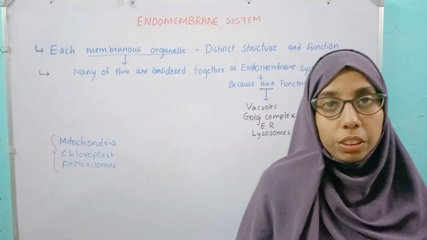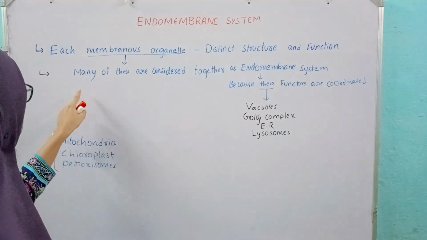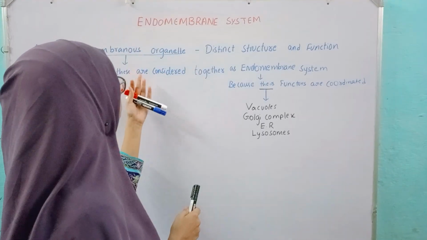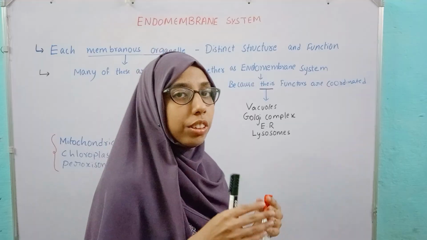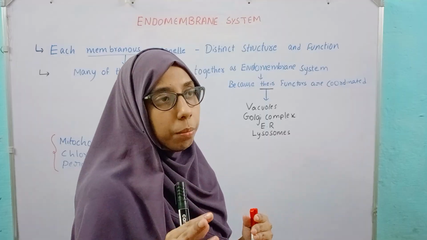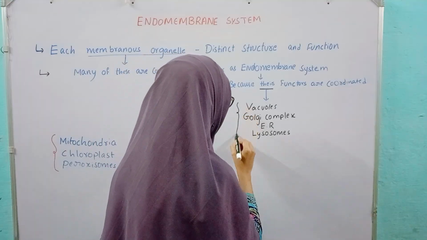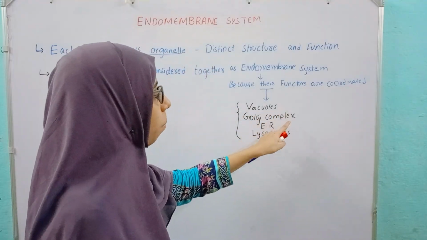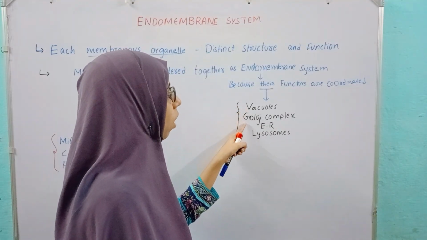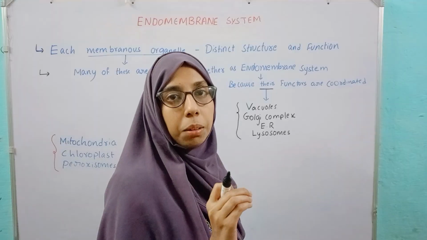So we are going to study about it. Each membranous organelle has distinct structure and function, but many of these are considered together as the endomembrane system. Those organelles which have their functions coordinated form part of the endomembrane system. So which organelles are they? They are vacuoles, Golgi complex, endoplasmic reticulum and lysosomes. Their functions occur in a coordinated manner.